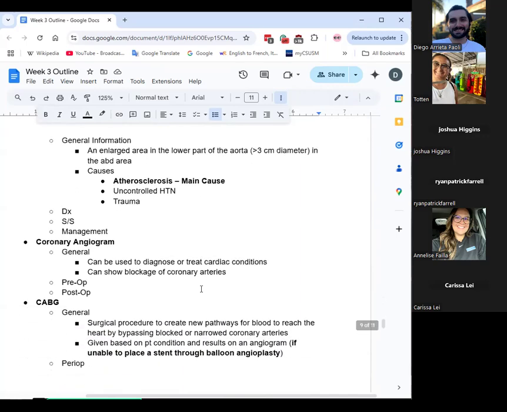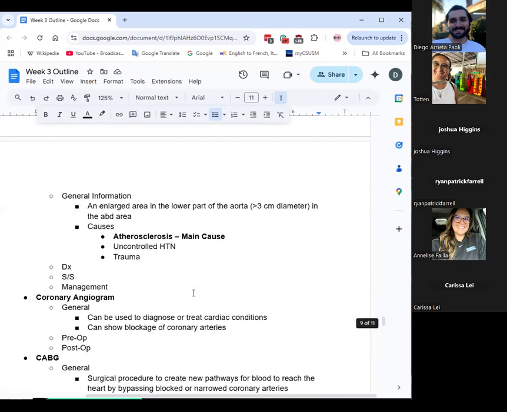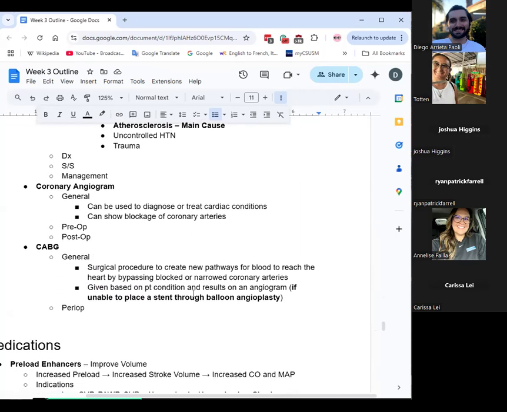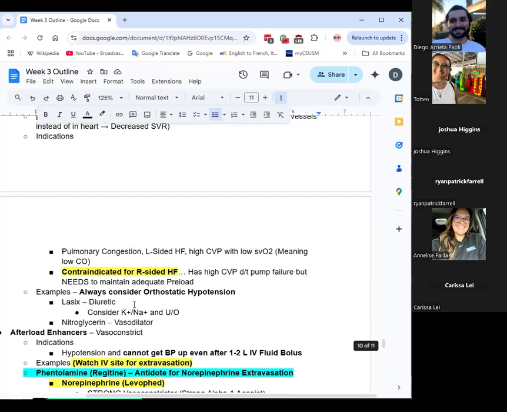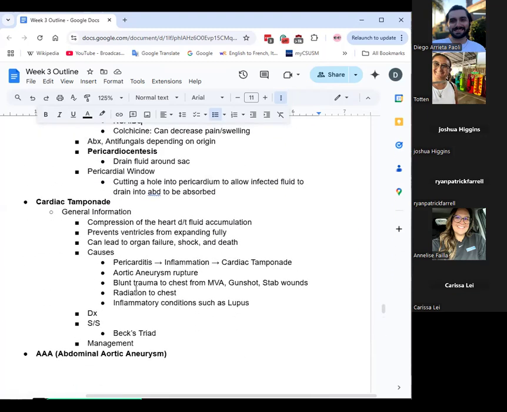Okay, we just have cardiac tamponade, AAA, coronary angiogram, CABG, and then we can very quickly go over some of the meds. Okay. So cardiac tamponade, we've been talking about it. Compression of the heart due to fluid accumulation. And then all that buildup around the heart prevents the ventricles from expanding fully. If you're not able to pump, organ failure, shock, death.